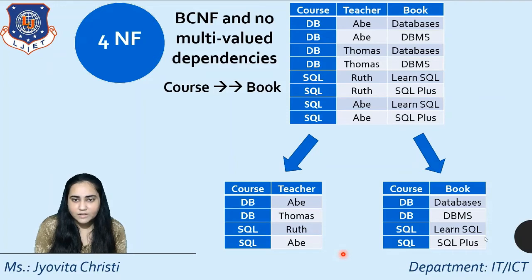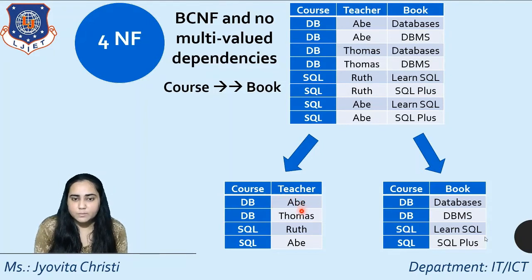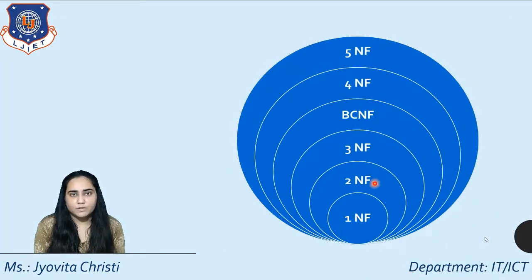And the delete anomaly is also taken care of. I can just delete anything I want from here without affecting anything. For example, if I want to delete the book databases, I can just remove it, and I still have the course DB present in my second table, so there's no problem. And if I want to delete some particular teacher teaching some course, I can do that too without affecting the books being referred. So this now is in 4NF, and that's what 4NF looks like.